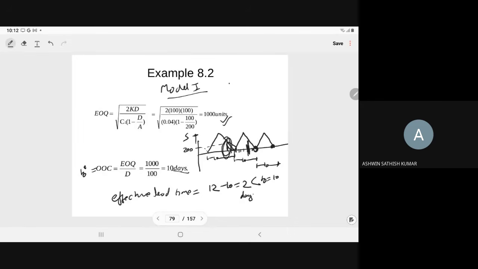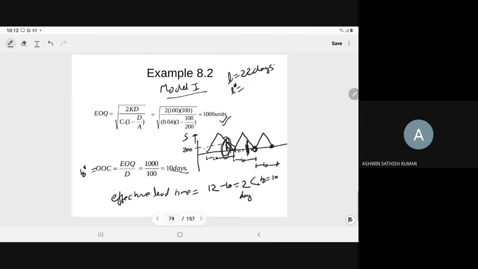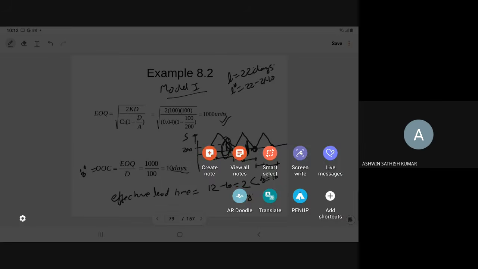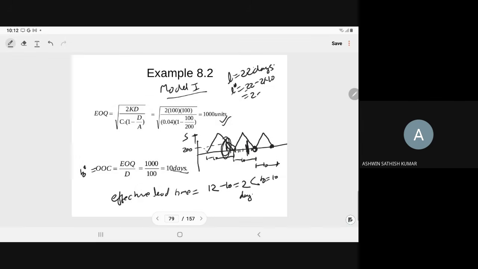Similarly, if we have L equal to 22 days, in that case the effective lead time will come again as 2 days, or you can say 22 minus 2 into 10, that is 2 days. So in this case, what is the optimum ordering policy? 200 units plus 2 orders pending. Clear this part?